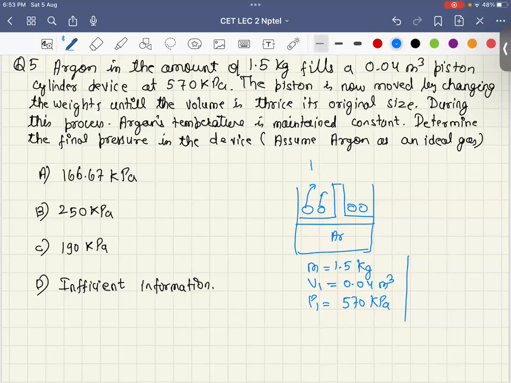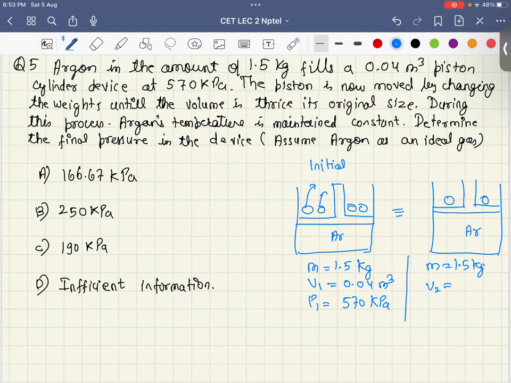Now these weights are going to be removed slowly until the final volume. So this is the initial state, and after some time it is going to be like this. Some weight is removed. Again it is argon, so the mass is going to remain the same, but now the volume V2 is going to be thrice V1, and the temperature is going to remain the same. Let's say here the temperature was T1, here T2 is going to remain the same.